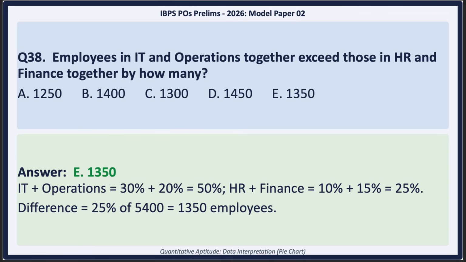Exactly. So instead of calculating 4 separate headcounts, I just need to find 25%, 1/4 of the total 5,400 employees. Half is 2,700, half of that is 1,350. Boom. Notice how using these percentage shortcuts strips away the mental fatigue. You need to conserve your mental energy.